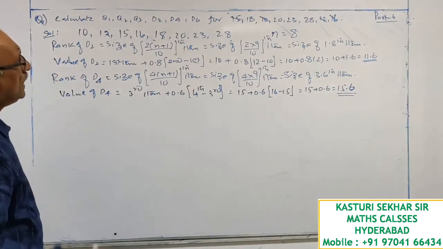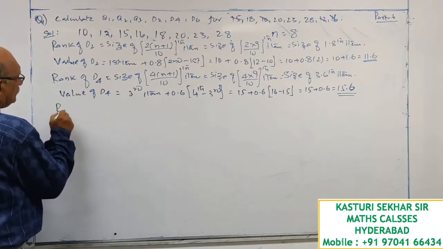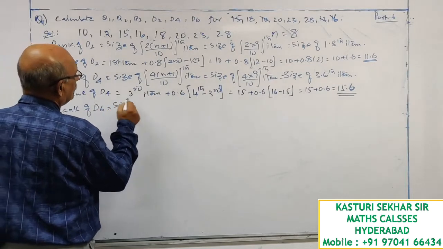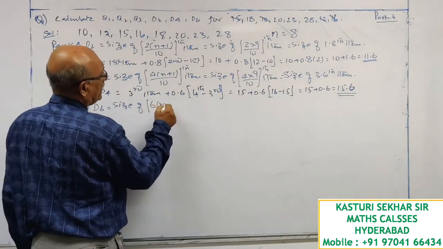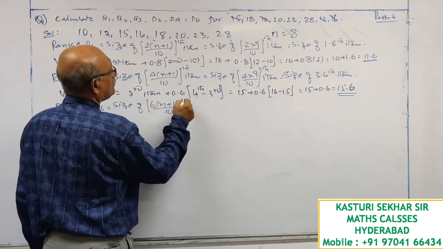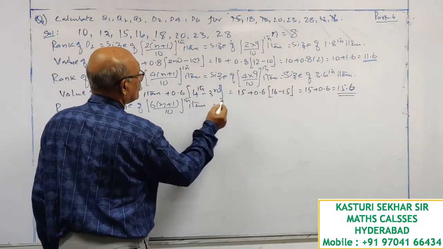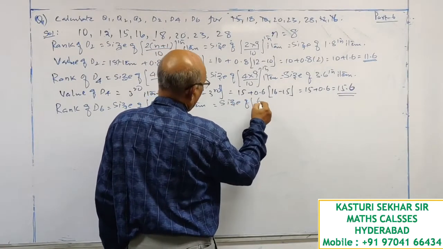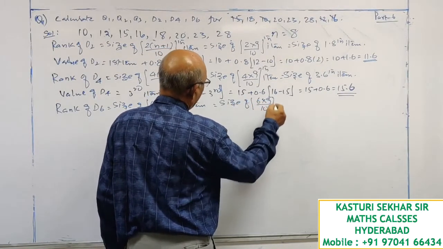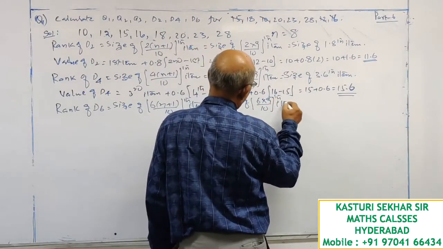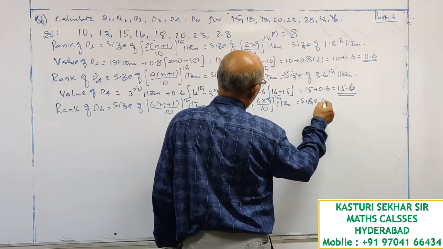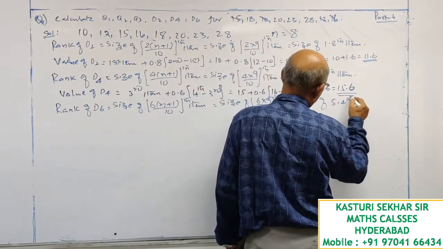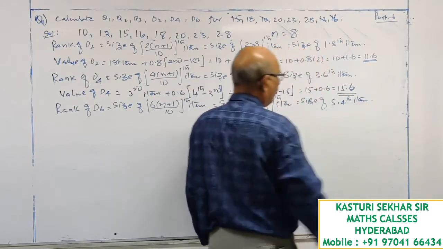Next, rank of D6 is equal to size of 6 into (n plus 1) by 10th item. This is equal to size of 6 into 9 divided by 10th item. This is equal to size of 5.4th item.